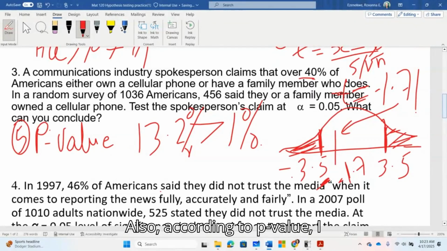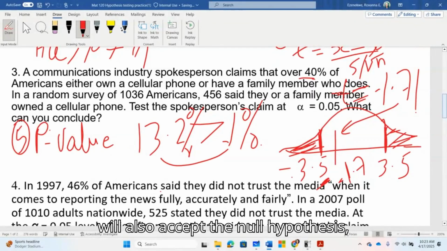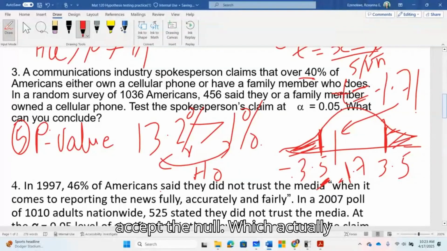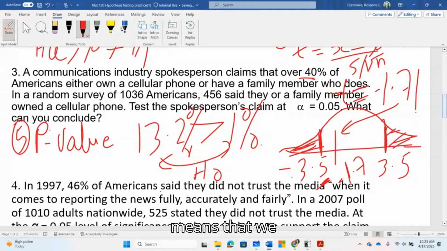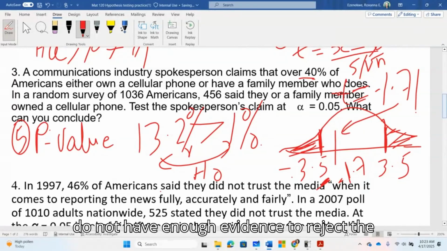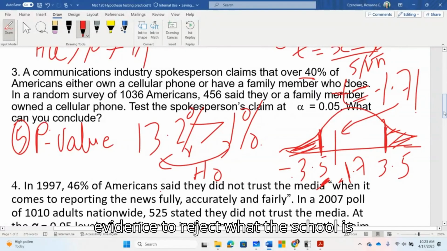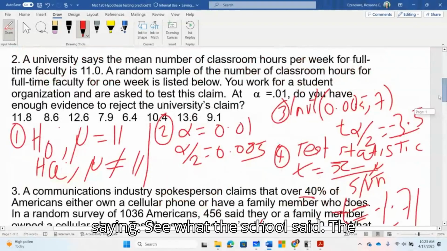Also, according to the p-value, I will accept the null hypothesis, H0. So both the p-value and the test statistic accept the null, which means that we do not have enough evidence to reject the null. We do not have enough evidence to reject what the school is saying.